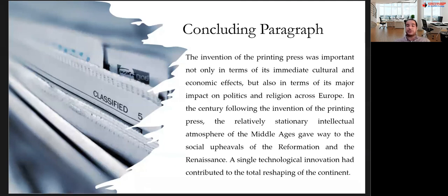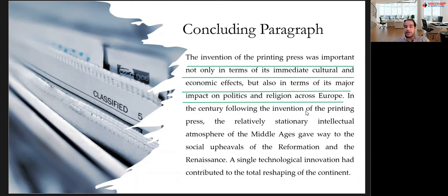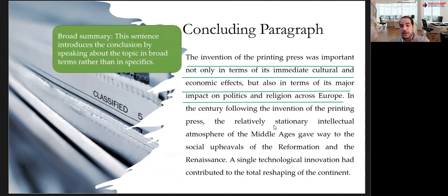The beginning one. That's perfect, Ahmed. Where does it end? Where does the section of the general ideas end? In Europe. This is a good guess. Perfect. That's right. Samah said in Europe. That's correct. The first across Europe. That's perfect. And this is a broad summary. In this sentence, the writer just introduced the conclusion by speaking about the topic generally, without mentioning any specifics. Now we will move to an overview of the specifics.